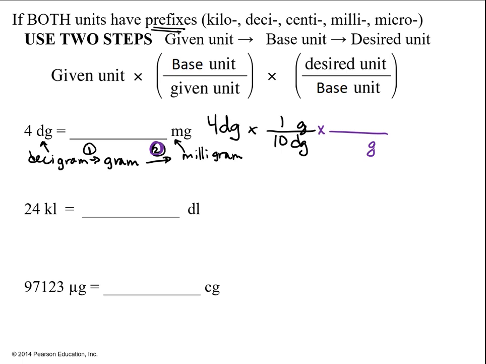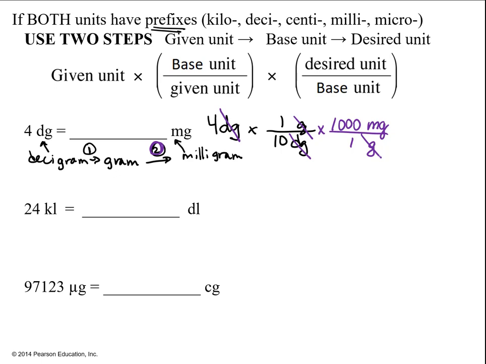Grams, because now I want to get rid of grams because I want to go to my answer, which is milligrams. When I see milli, what do you put? 1,000. So do you see that decigrams and decigrams will cancel? Grams and grams will cancel. So your answer is going to be in milligrams. This is in the top, this is in the denominator, so those will cancel each other out, and it's going to leave you with the unit you want, which is milligrams.